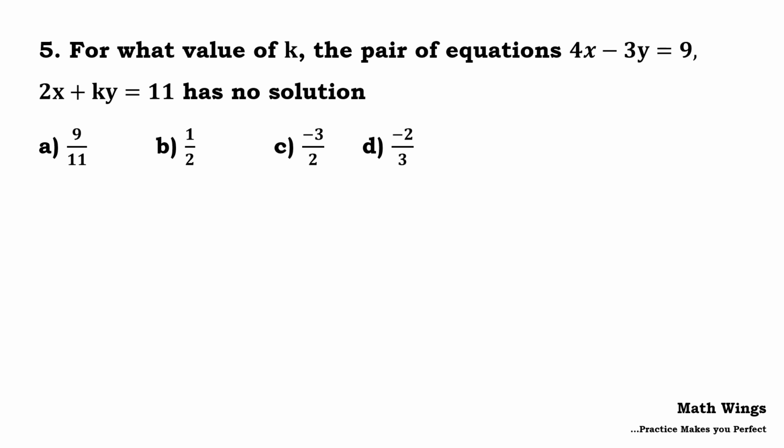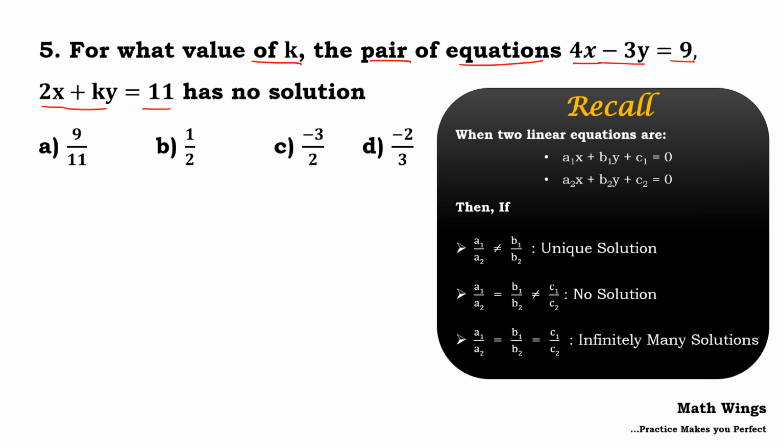Here is the question. For what value of k does the pair of equations 4x - 3y = 9, 2x + ky = 11 have no solutions? So here, as we have seen in the earlier problems, the condition is the same. To get no solution, we should have the first two ratios, that is a1 by a2, equal to b1 by b2, but these ratios should not be equal to the constant ratio. Therefore, let us see how we can solve this problem.